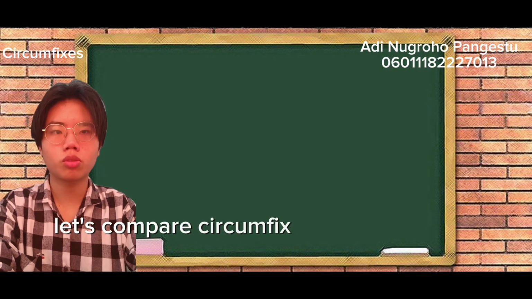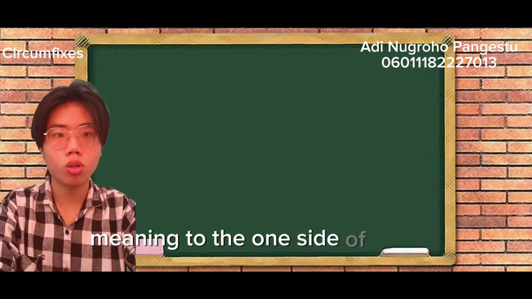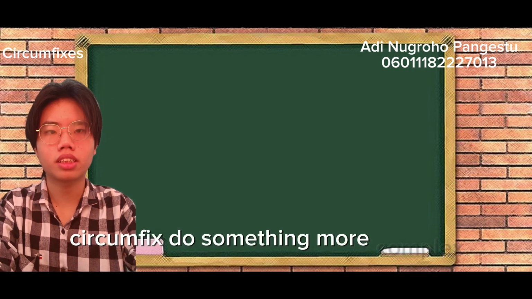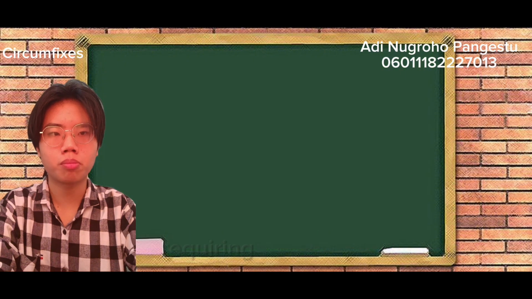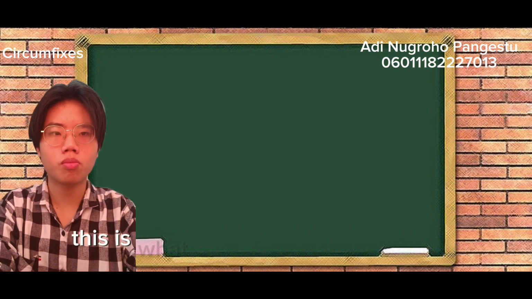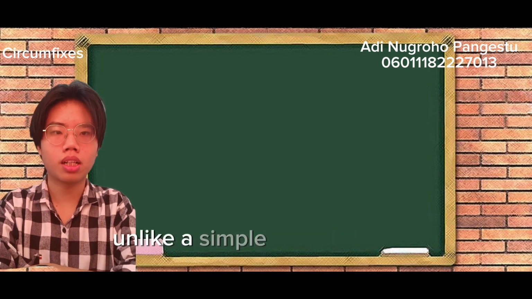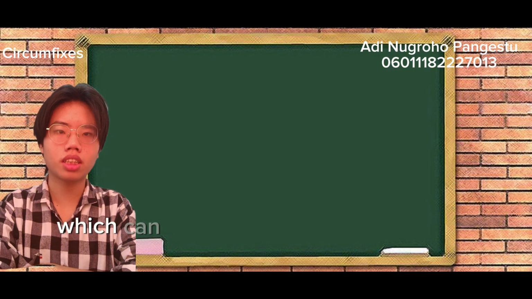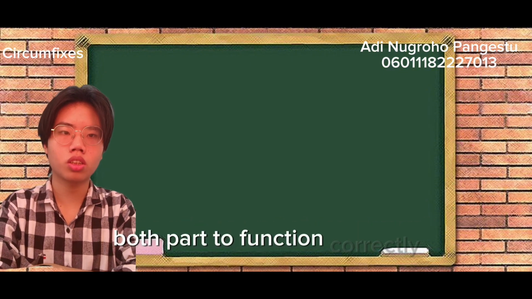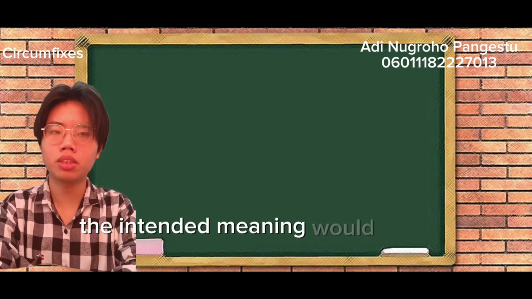Let's compare circumfixes with other types of affixes. While prefixes and suffixes add meaning to one side of a word, either the beginning or the end, circumfixes do something more complex. They wrap around the word, requiring both prefix and suffix to work together as one unit. This is what makes circumfixes unique and somewhat more integrated. Unlike a simple prefix or suffix, which can often stand alone, a circumfix needs both parts to function correctly. Without both the prefix and the suffix, the intended meaning would not be complete.